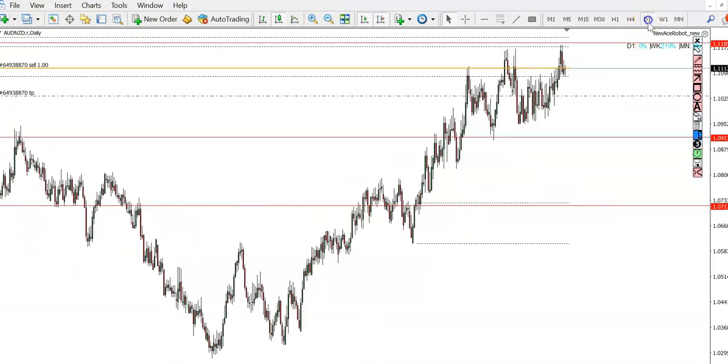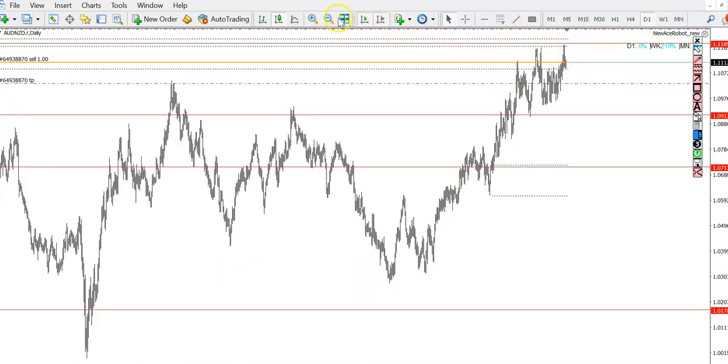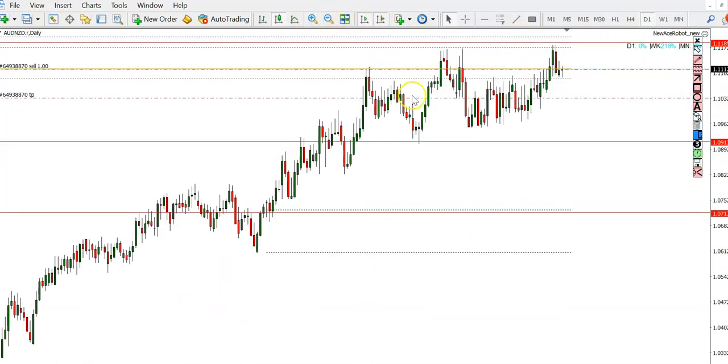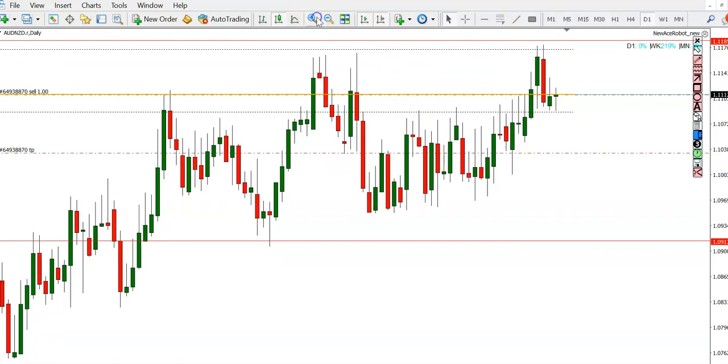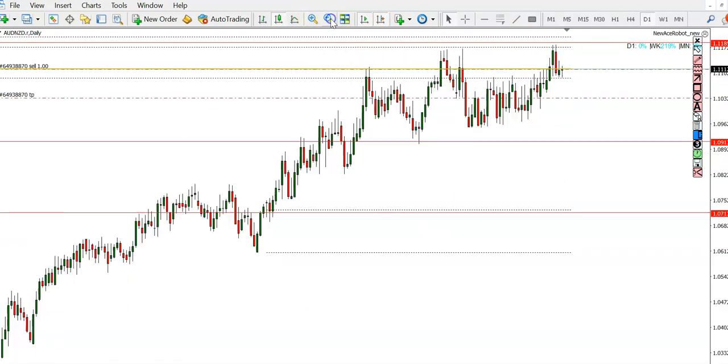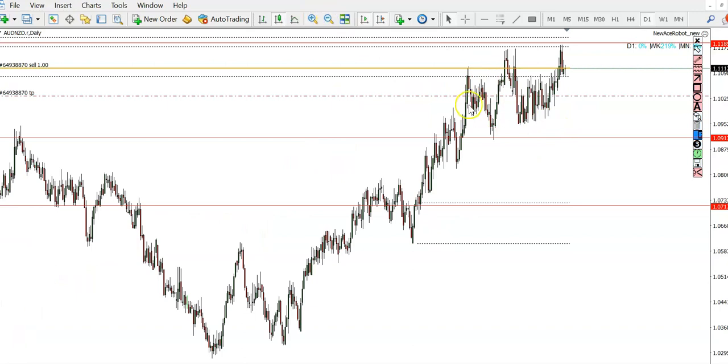If we zoom into the daily charts, you can see the picture's a lot clearer. You can see a lot of choppy price action here. If we zoom in, you can see the sideways movement. We've entered a period of distribution. You can see a lot of sellers have started to come in.